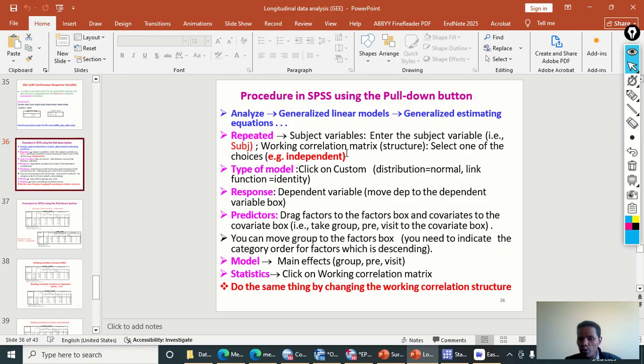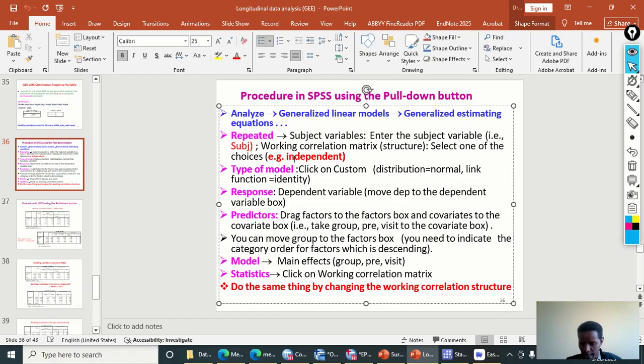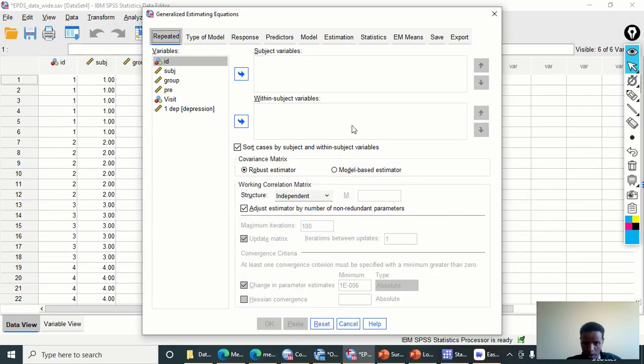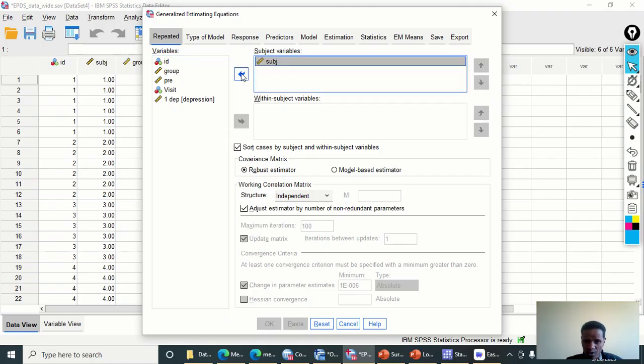And here again we need to select the working correlation structure. Let me go back to SPSS. So here we do have the subject variable, so I need to put this in the subject variables window. And over here there's the one which says structure. If you click over here, there are those five working correlation structures: the independent, the autoregressive, the exchangeable, the M-dependent, and unstructured. So first we need to test the independent. Then interchangeably, step by step, we'll do that again.